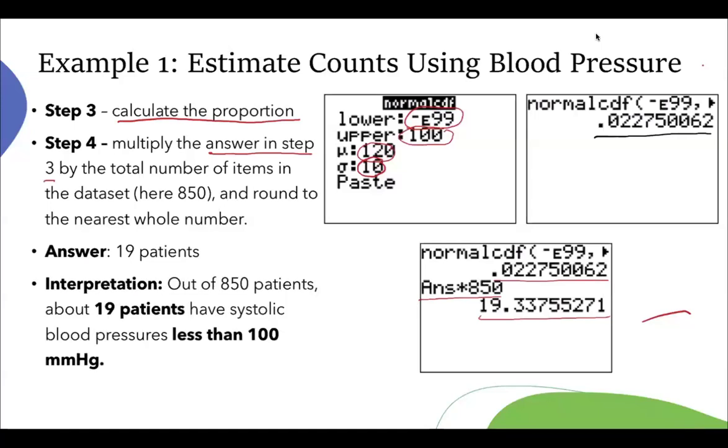Okay, let's interpret this. Out of 850 patients in total, 19 patients have systolic blood pressure less than 100 mmHg. Okay, so 19 patients is our final answer here.